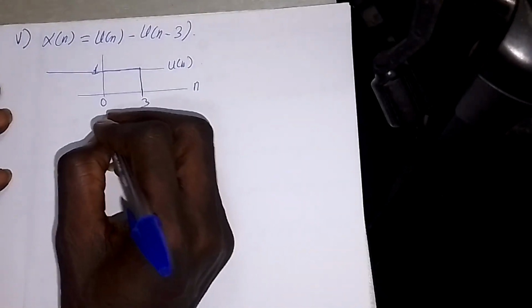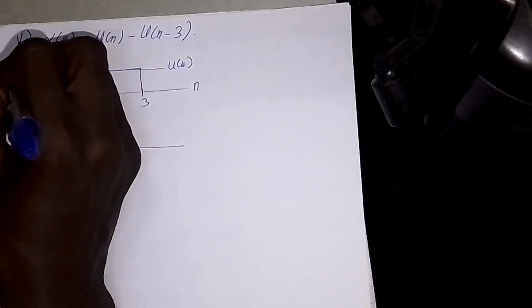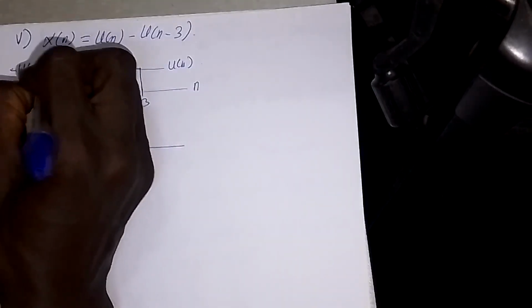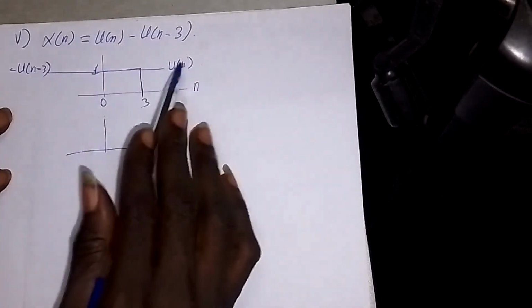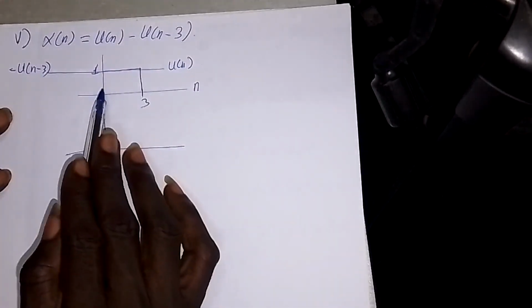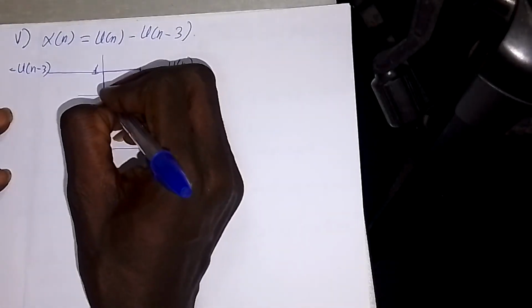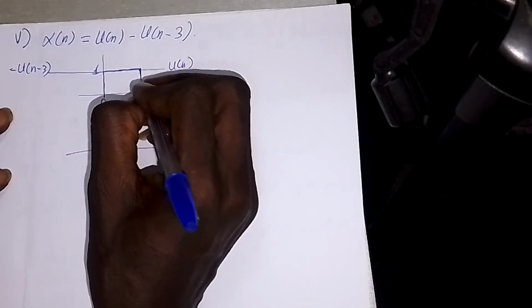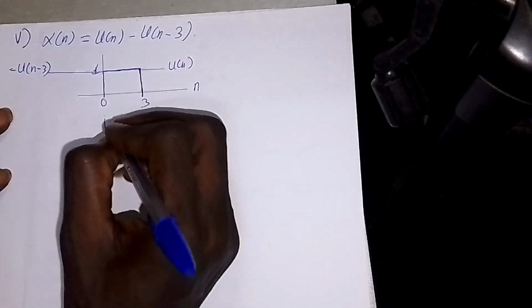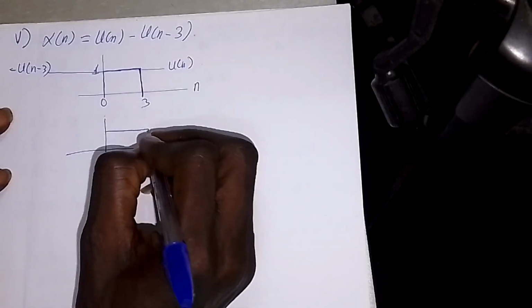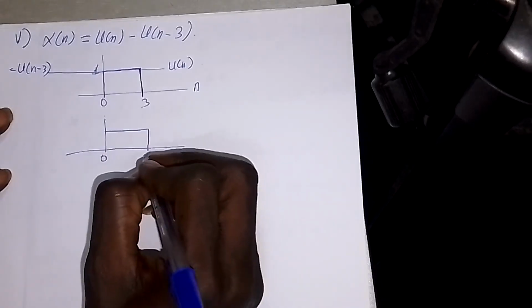Please let me write here: minus u of n minus 3. This is this signal, and this is this signal. So our main signal is the point of intersection, which is this particular place. Here is 0, here is 3.